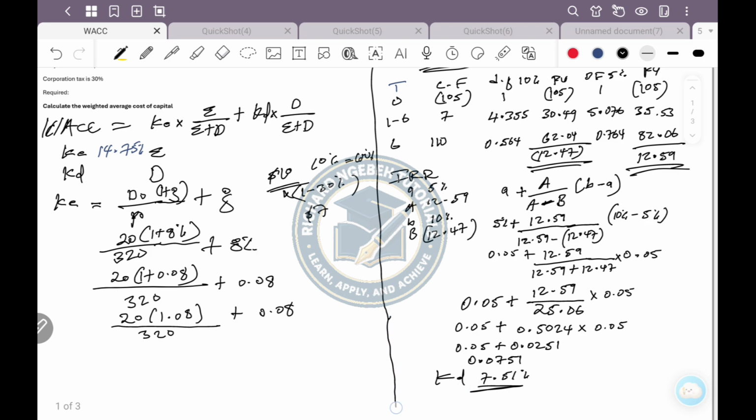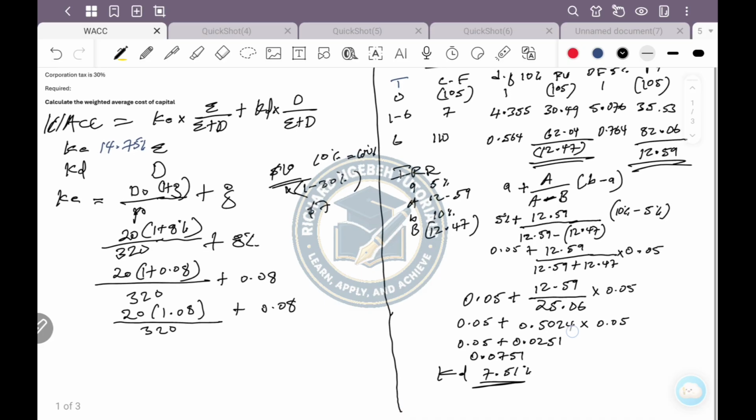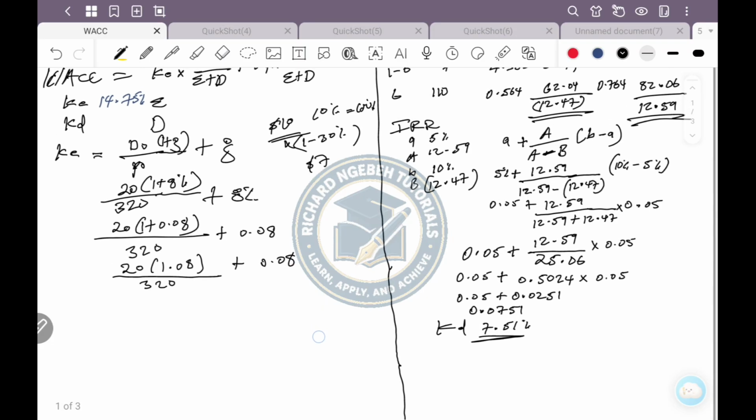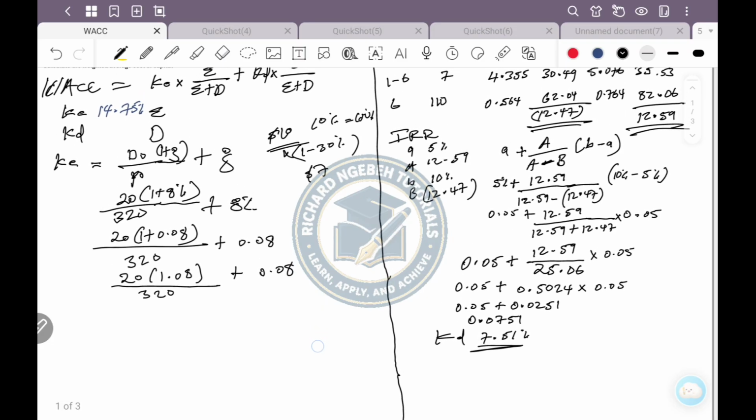So all you need to solve now is your WACC. Come back and solve your WACC. So here we are again, coming to look at your WACC. You have your KD now. Your KD is 7.51%.